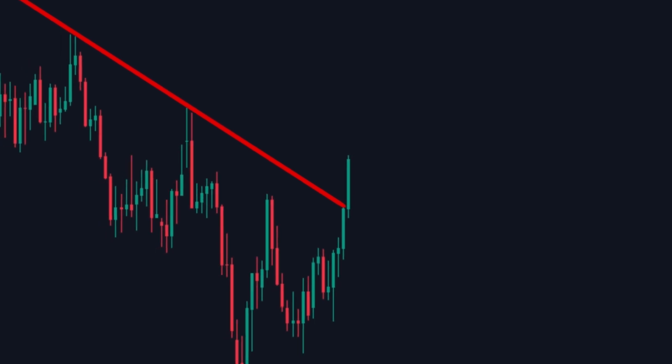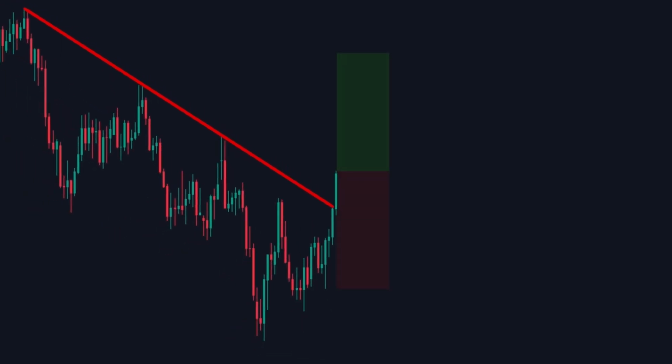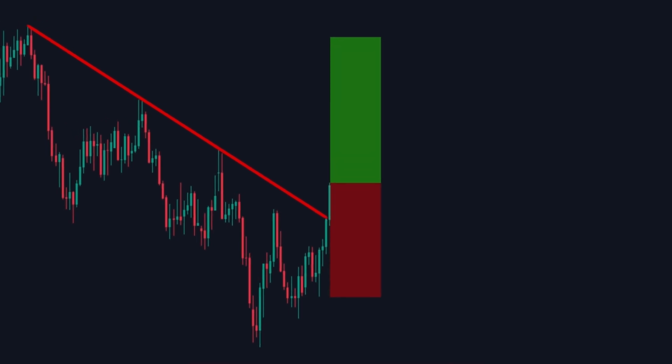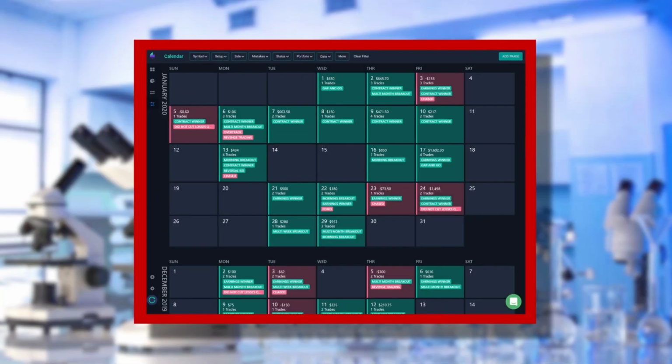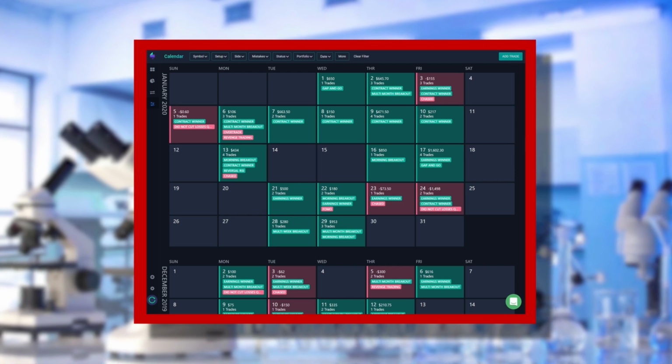When you get that clear break, that's your signal. Enter in the direction of the breakout. Manage your risk smartly, and always aim for at least a 2-to-1 reward to risk ratio. That way, even if you don't win them all, you're still stacking the odds in your favor.